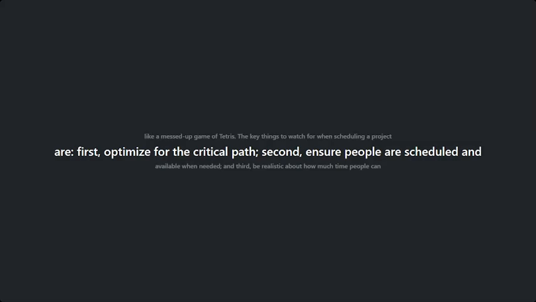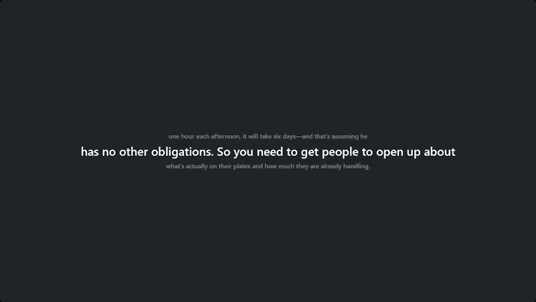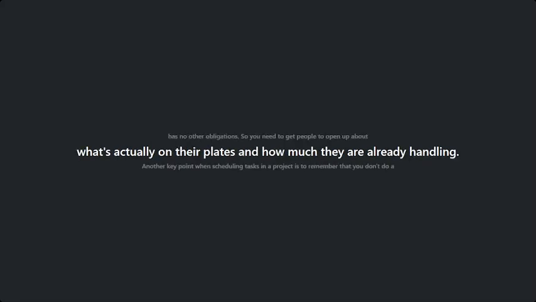The key things to watch for when you're scheduling a project is to optimize for the critical path. That's obviously the first one. Make sure people are scheduled and available for the times that you're going to need them. And be realistic with the amount of time people are going to give. A task may only take 6 hours, but if Jack only has an hour every afternoon, it's going to take 6 days. And that's assuming he doesn't have any obligations in the middle. So you really have to get people to open up about what their actual plates look like and how much they have on their plate and what's going on.